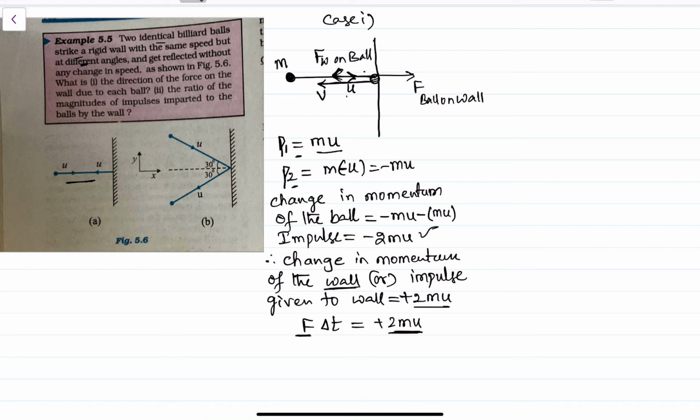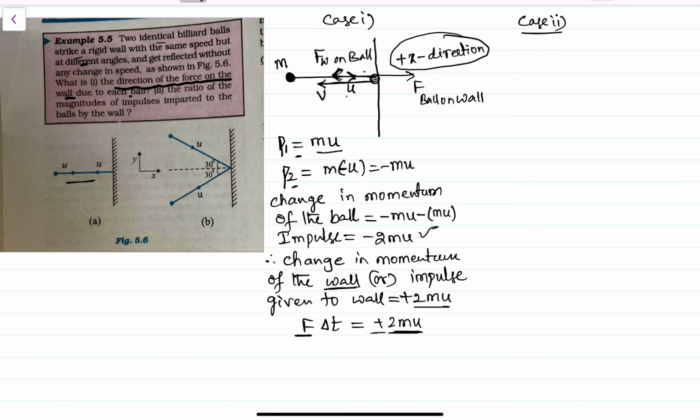So the force acting on the wall is also along the positive x direction. The force on the wall by the ball is along the positive x direction. Okay. He mentioned that also: the direction of the force on the wall due to each ball. In the first case, the force on the wall by the ball is along the positive x direction. Next, come to case 2.